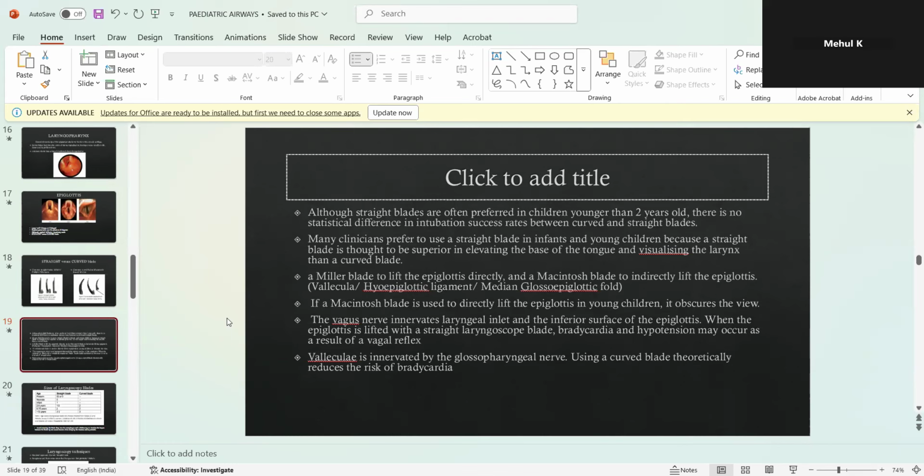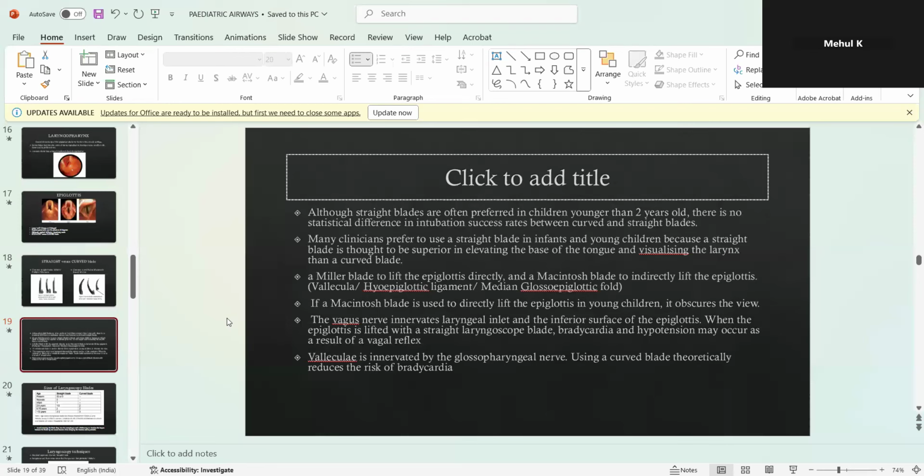In contrast to that, with a Macintosh blade, you place it in the vallecula where you press on the median glossoepiglottic fold, beneath which lies your hyoepiglottic ligament, and you're lifting the epiglottis indirectly. The vallecula is innervated by the glossopharyngeal nerve, so you're not instigating any kind of vagal reflex.